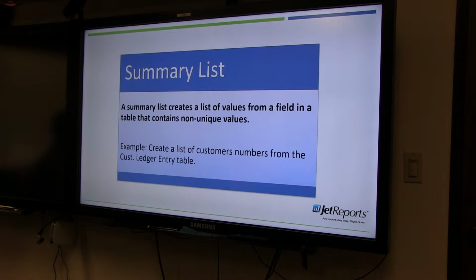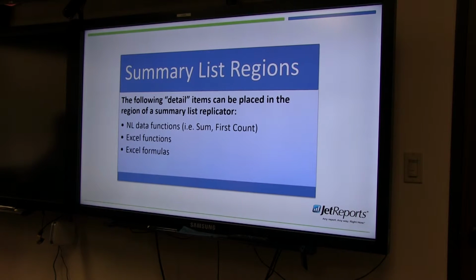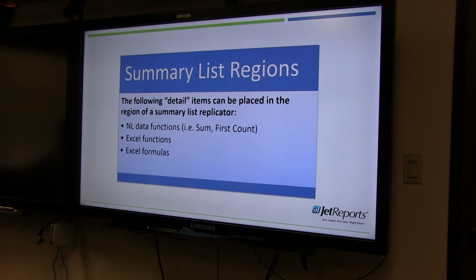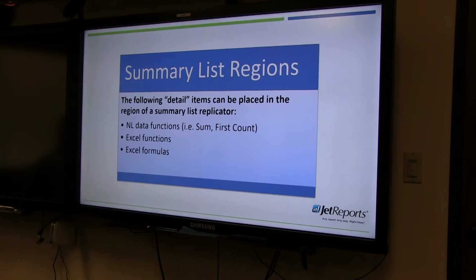If I only want to see the customers who had a transaction, that would be a summary list, because that's a non-unique field. Give me the salespeople who sold something in this time frame. They might sell multiple things. That's a summary list. We can then put within that replicated region my data functions, sum, first, there's supposed to be a comma there, count unique. We can put Excel functions, we can put Excel formulas, we can put references to something else in there.